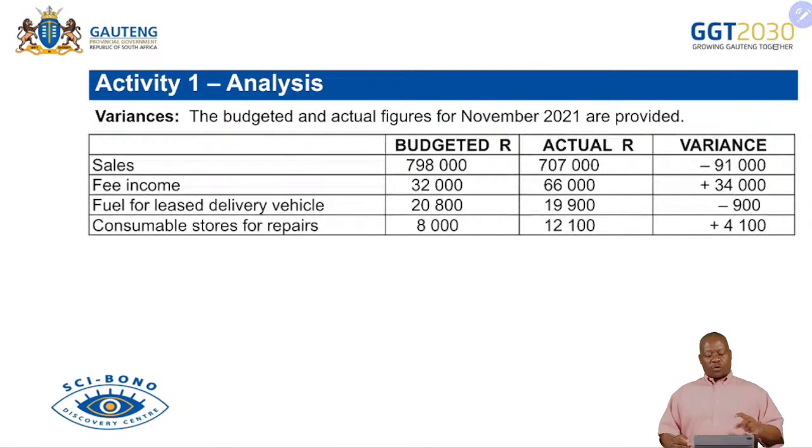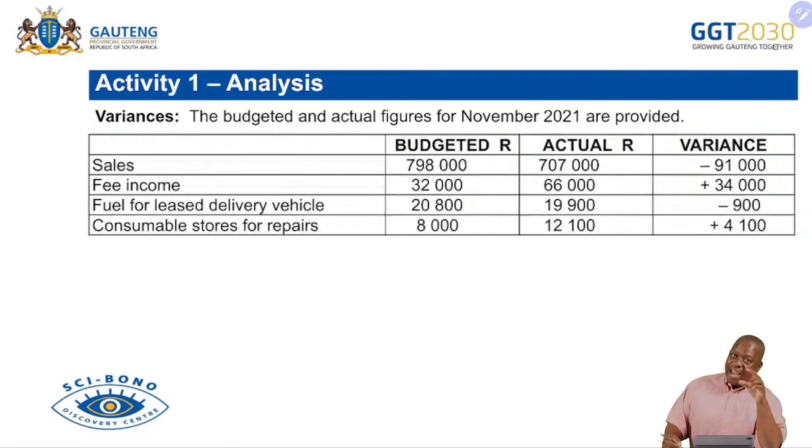Now, let's look into sales. What is related to sales? It's fuel for delivery. Because what are we delivering? We are delivering goods that have been sold. So let's look into that. We are saying to deliver goods to the value of 798,000, we needed fuel for 20,800.